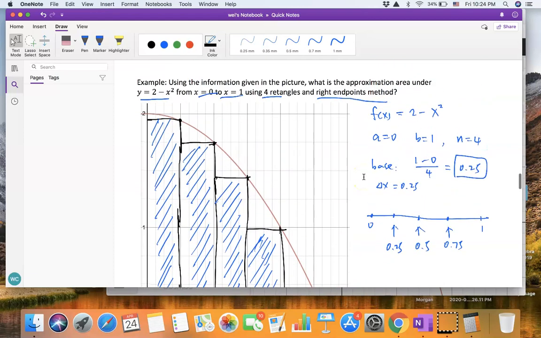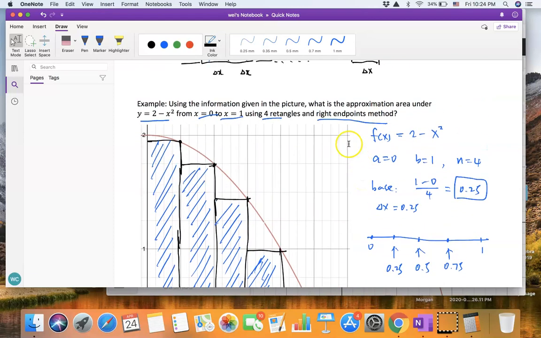Okay, now I would like you to try to do this problem again using the left endpoint method to see what answer you get.